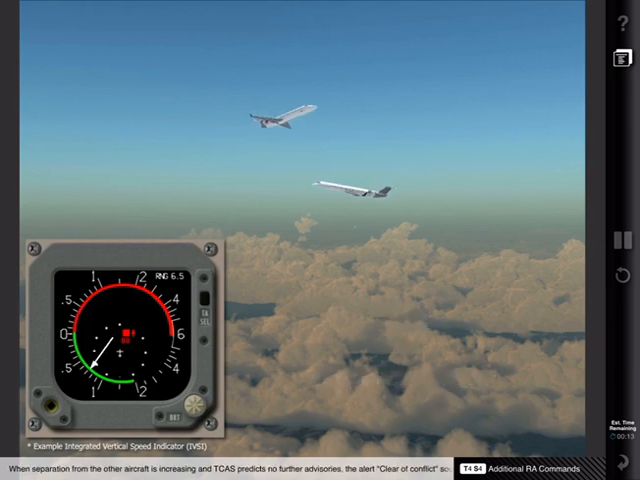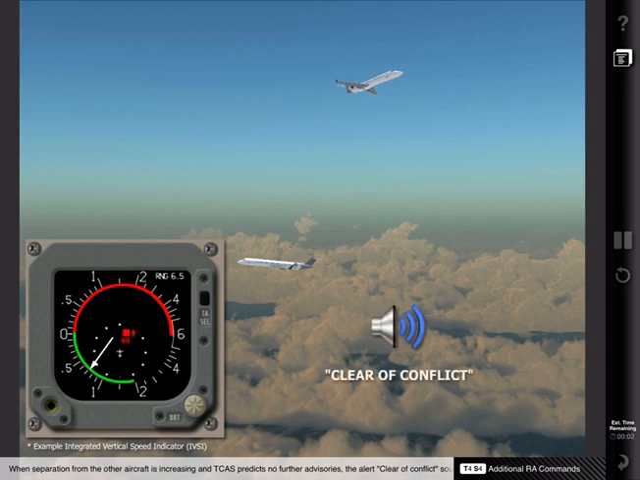When separation from the other aircraft is increasing and TCAS predicts no further advisories, the alert "Clear of conflict" sounds. "Clear of conflict."